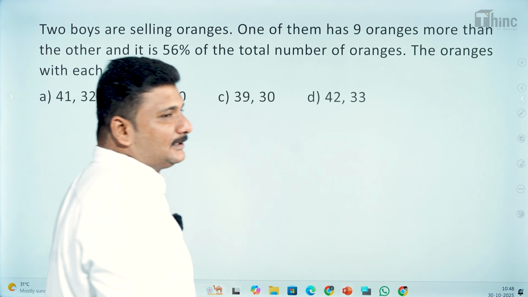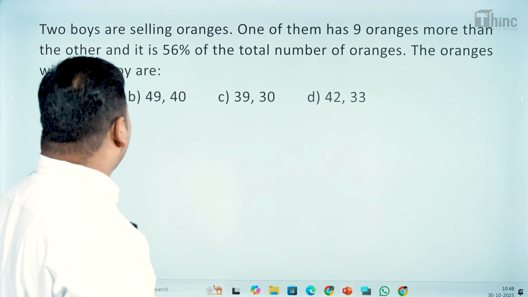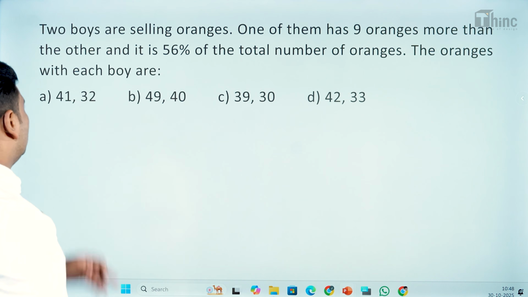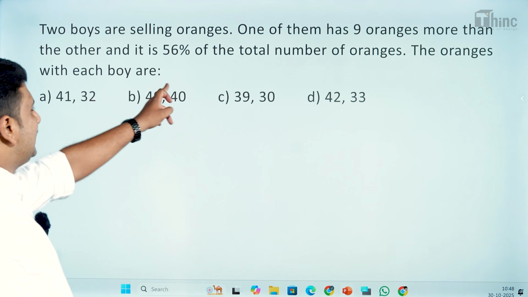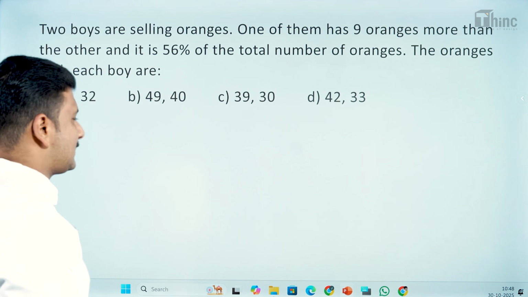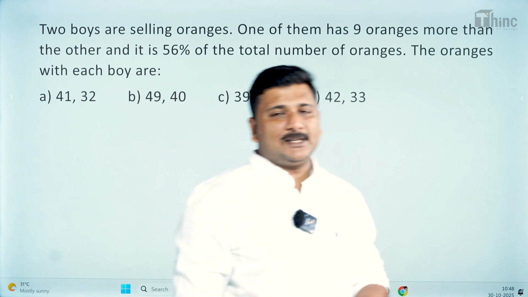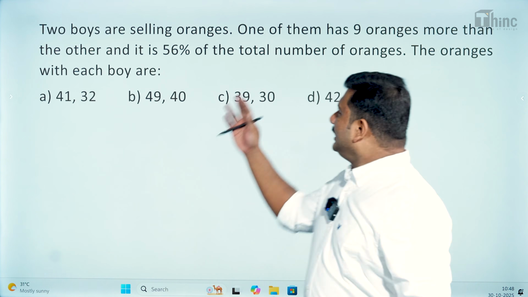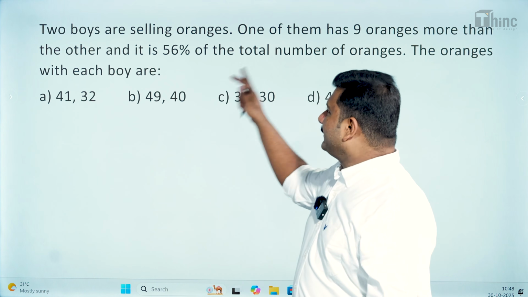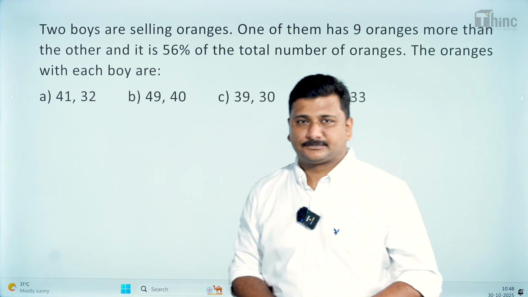So, we have a question here. Two boys are selling oranges. One of them has 9 more oranges than the other boy, and it is 56% of the total oranges. The question is the oranges with each boy. So, there are two boys who are selling oranges. One boy has 9 more oranges than the other boy, and it is 56% of the total.